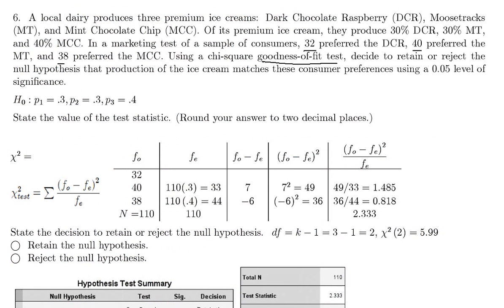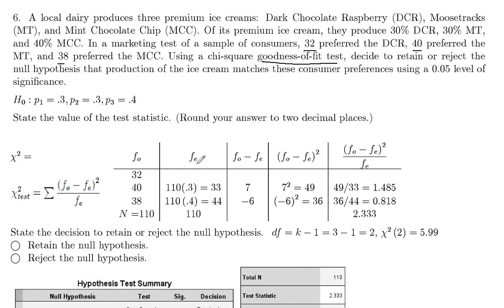So here I came back to the problem, and I put our test statistic down here that we're trying to figure the value for. Your WebAssign leaves off the subscript; test is just chi-squared. So here's how we're going to do this. We list our observed frequencies. That was the 32, the 40, and the 38, here, here, and here. So that was for the three categories. This is the dark chocolate raspberry and our Moose Tracks, and then down on the bottom our mint chocolate chip.